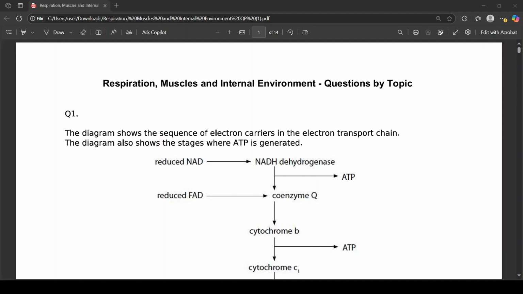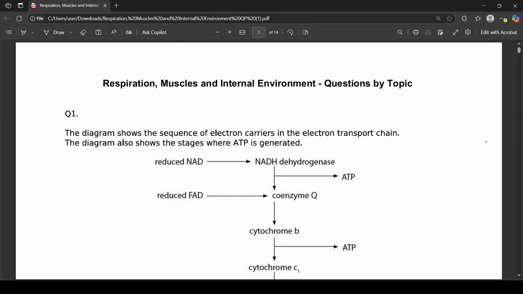Hi, so welcome to another video in the topic-wise question of biology series. So this topic is about respiration, muscles and internal environment. Now let's begin. The first question asks, the diagram shows the sequence of electron carriers in the transport chain.